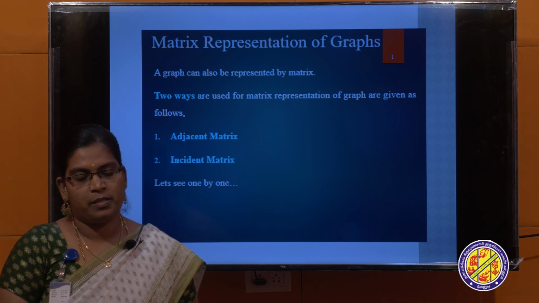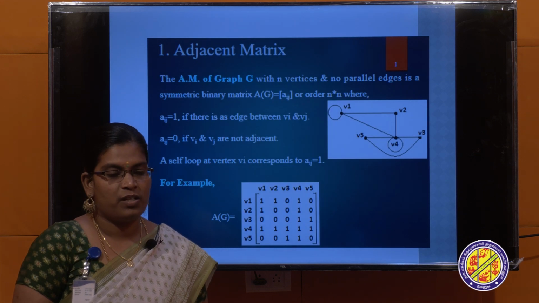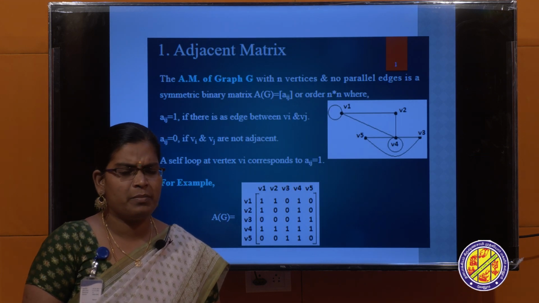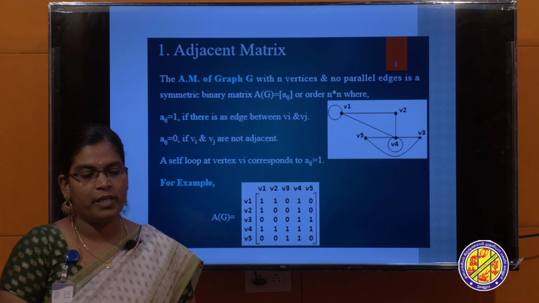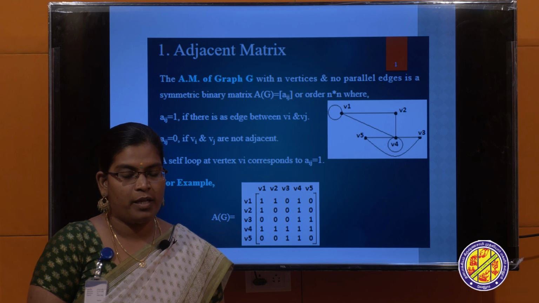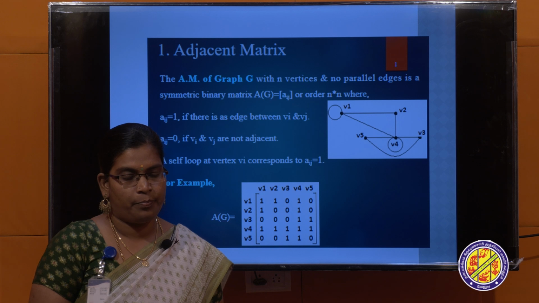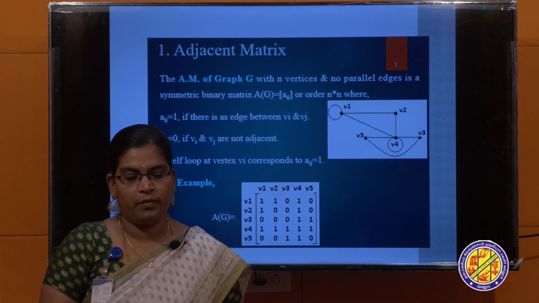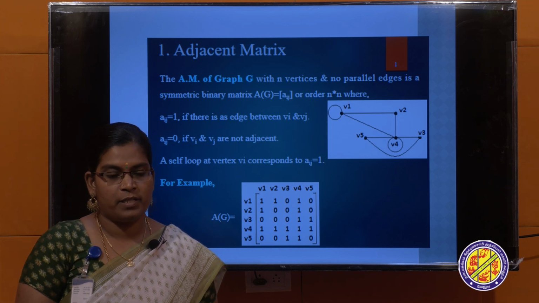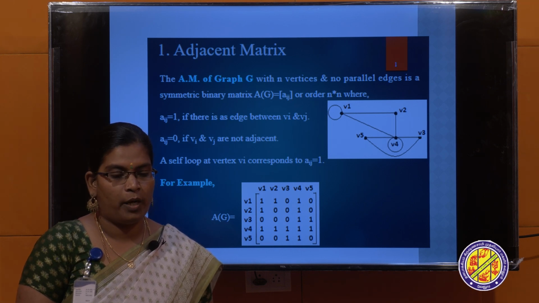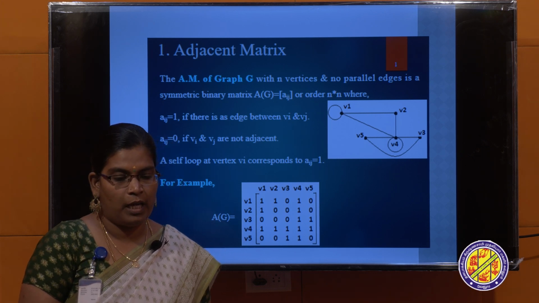So next one is matrix representation. There are 2 types available: adjacency matrix and incidence matrix. The adjacency matrix of a graph G with n vertices and no parallel edges is a symmetric binary matrix, A of G equal to [aij]. Here aij equal to 1 means there is an edge between Vi and Vj. If aij equal to 0, there is no edge between Vi and Vj, that is, Vi and Vj are not adjacent. A self loop at a vertex Vi corresponds to aii equal to 1. So in this graph there is an edge between V1 and V2, therefore the value is 1.